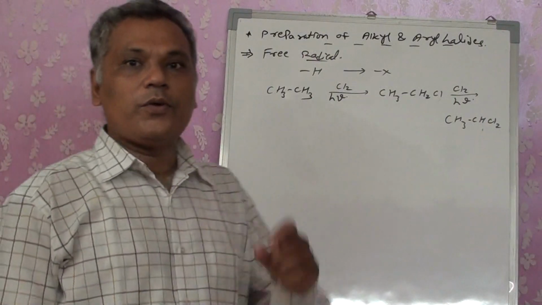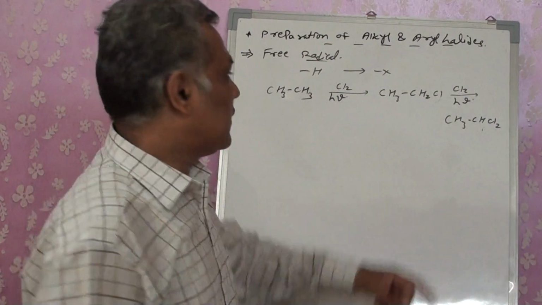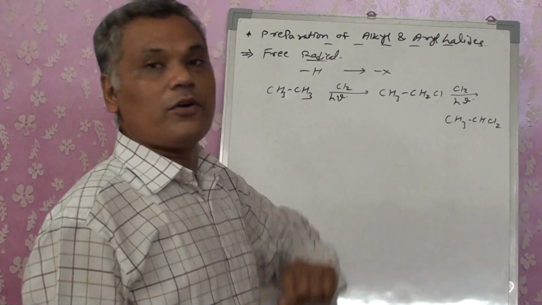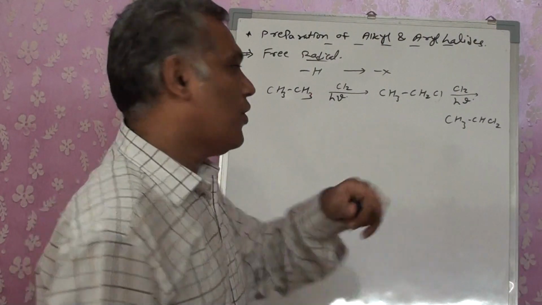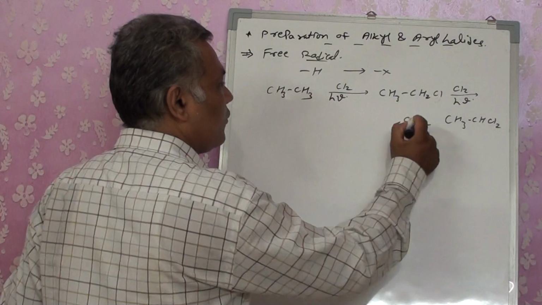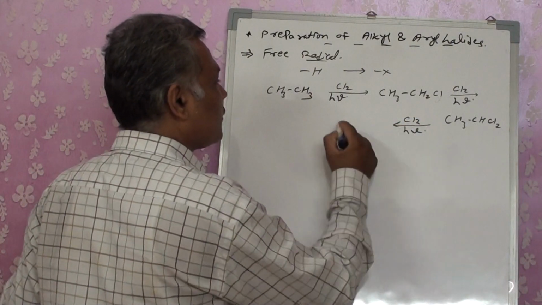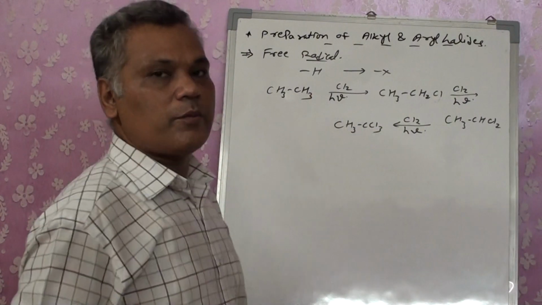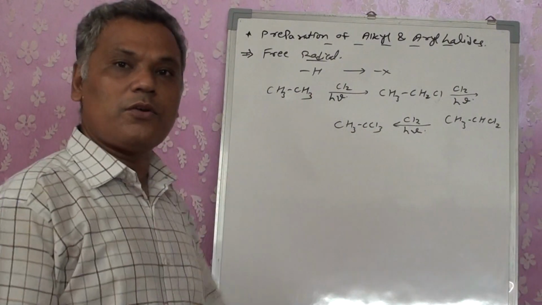You will get CHCl2. Now here the question arises. Sir, in this case, why did you replace this hydrogen? Why not this? Right? Or if I go further with chlorination in presence of sunlight, again I will be going only on that carbon. Why not on this carbon? These are also hydrogens.